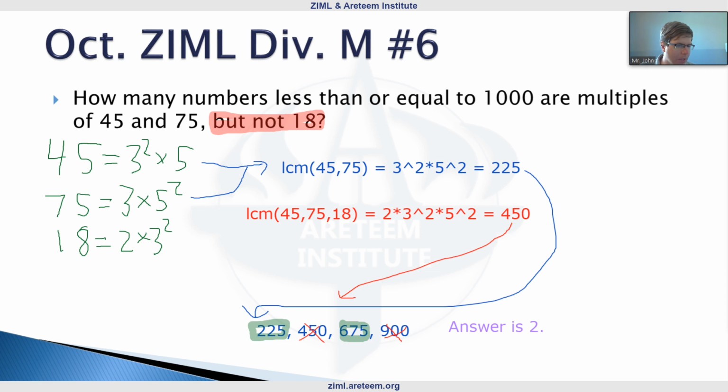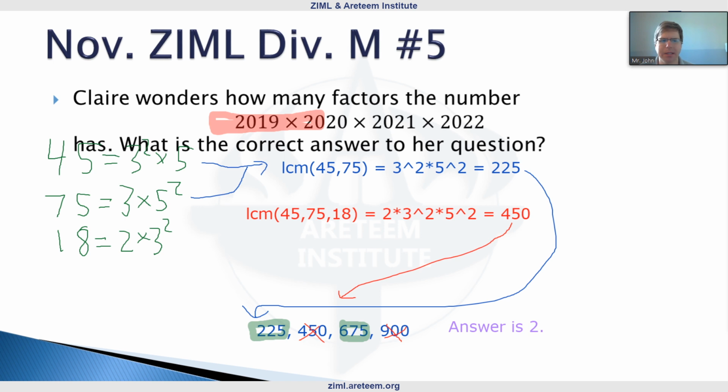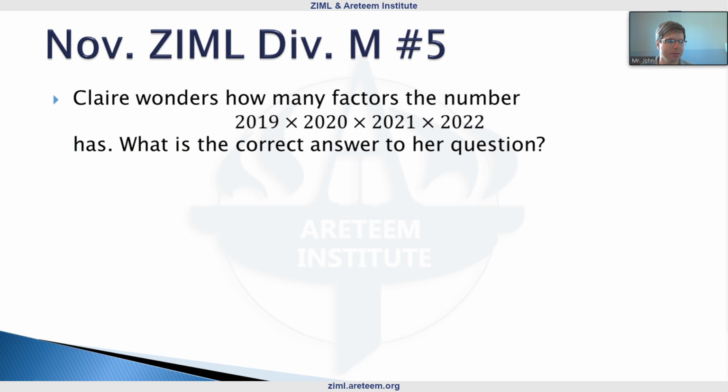Okay, so let's look at this one next. This one is a good one to do a couple of practice things with. Claire wonders how many factors the numbers 2019, 2020, 2021, 2022 have when all multiplied together. So here we have a little bit of difference in terms of multiplying them all together, and we want to know the correct answer to this question.